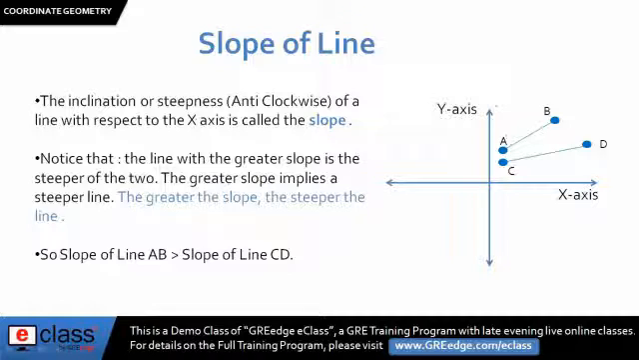What is going to be the slope of the two lines? Can you compare the two lines? What is the slope of AB and CD? It may not be possible if you are not clear with the concept, but what is the basic logic of the slope? The slope is nothing but how far the line is deviated from the x-axis, the positive x-axis. That is called slope of the line.